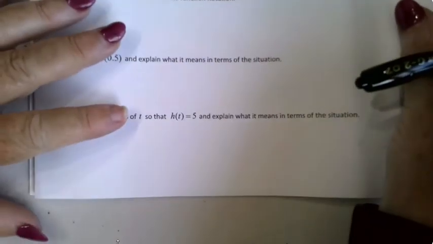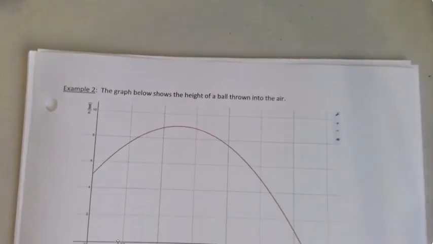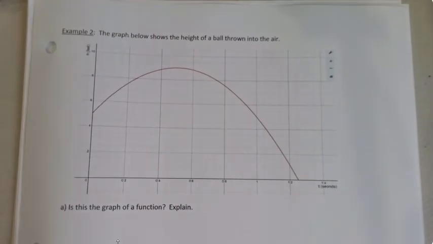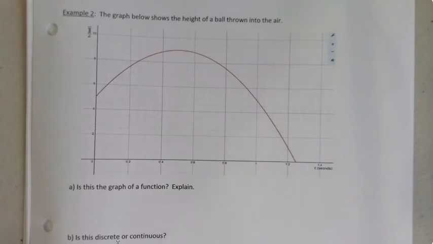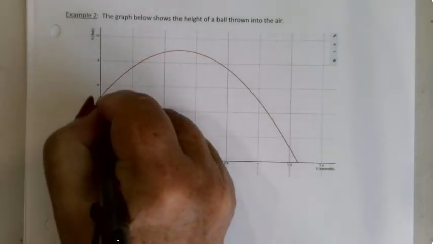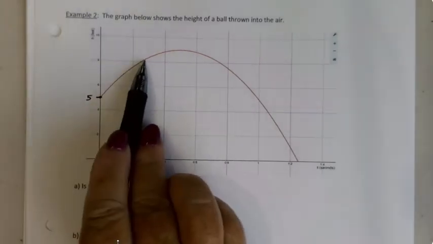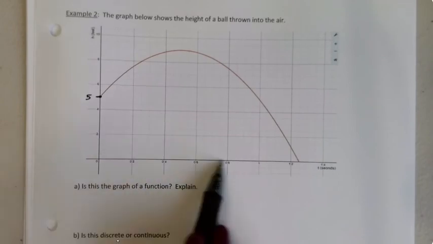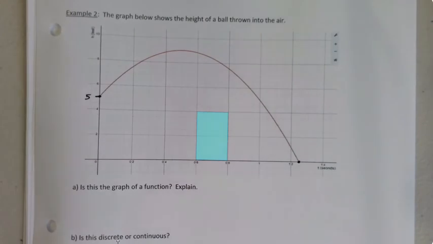All right, let's take a look at another example. All right, so here's another graph. And in this case, the graph is showing the height of a ball that's thrown into the air. So notice this ball looks like right here is a height of 5. The ball's thrown upward, so it goes up. And then as time goes on, it comes back down. And it lands on the ground again. Looks like about there. Right?